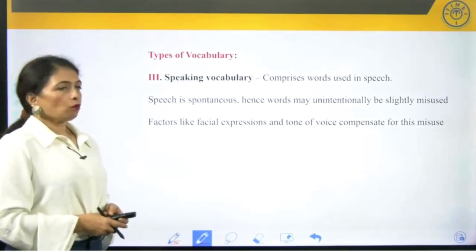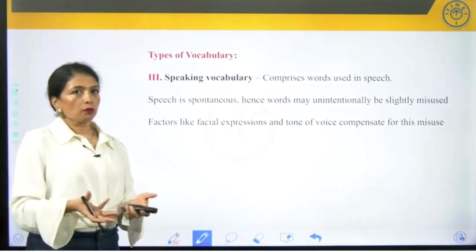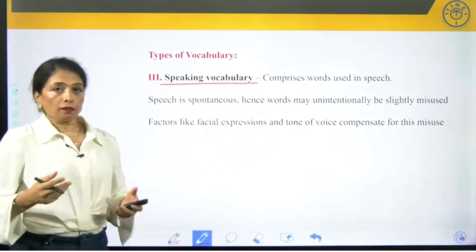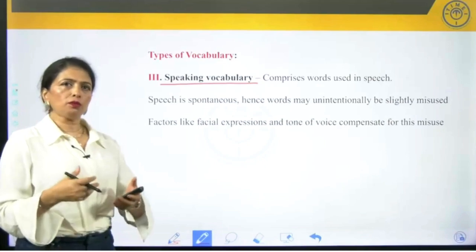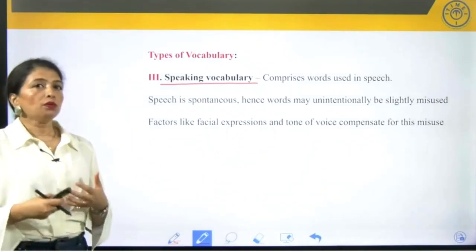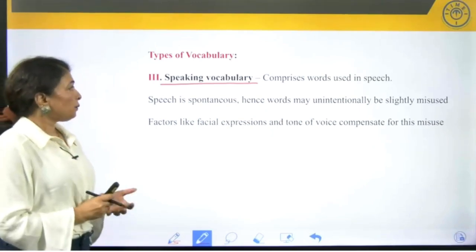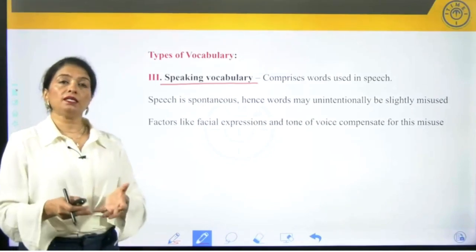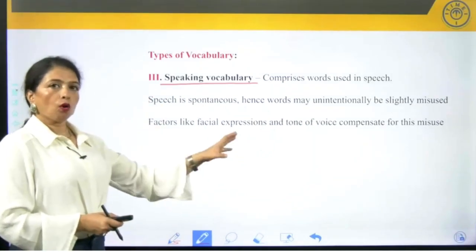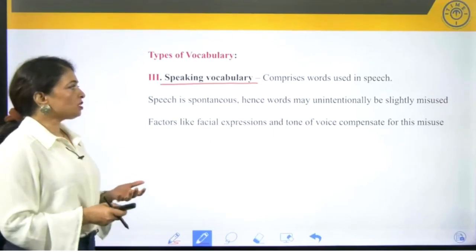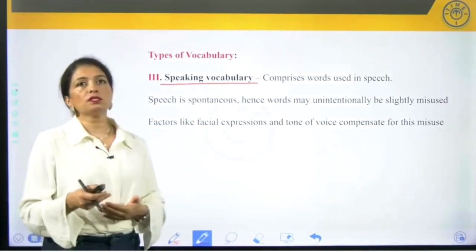Then speaking vocabulary. So what is speaking vocabulary? It's not difficult at all. Speaking vocabulary is, I feel, something which we are able to relate with the first. So it is the number of words which we use in speech. Okay. Speech is spontaneous, so words may unintentionally be slightly misused. Now, this is something we always have to be mindful about. Factors like facial expressions and tone of voice compensate for this misuse.